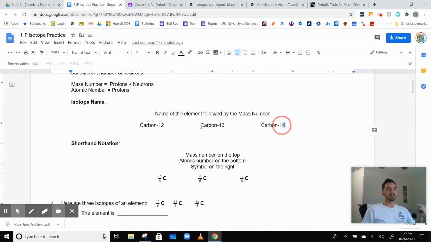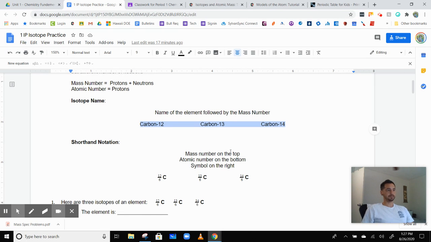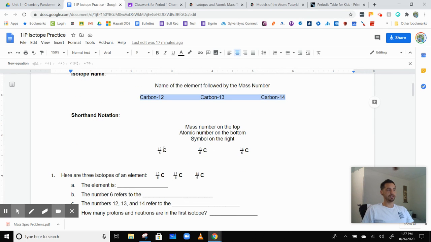So these are all isotopes of one another. They all have the same number of protons, but a different number of neutrons. Okay, so that's one way to write it. The other way to write it is this shorthand notation. So the top number would be the mass number, and the bottom number would be the atomic number.